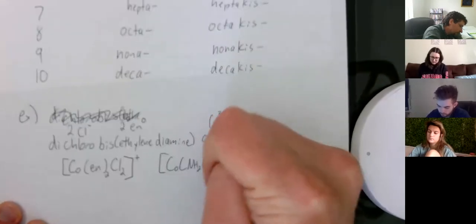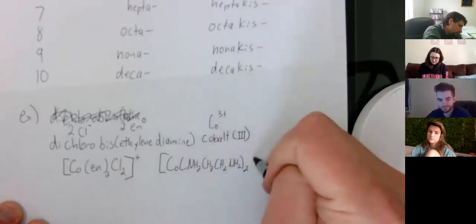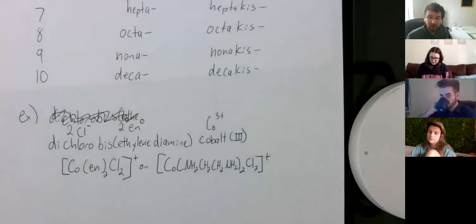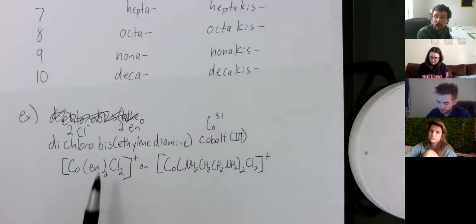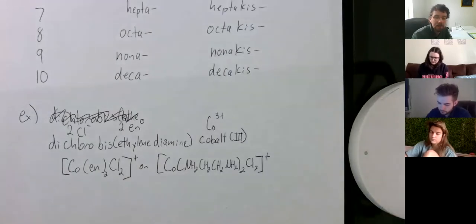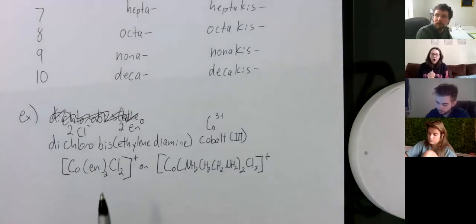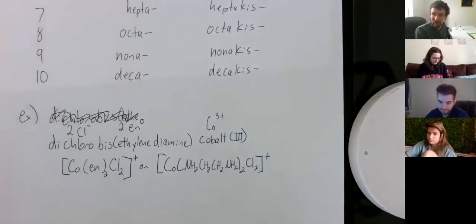NH2, CH2, CH2, NH2, two of those, Cl2, plus. Either one is completely acceptable. I just tend to write this one because I'm lazy. And so en represents ethylenediamine. Yes. So there's a table in chapter 9 that shows common ligands and their shortened form. Like my favorite one, acac. We'll talk about that in a little bit. But there are shortened ones.